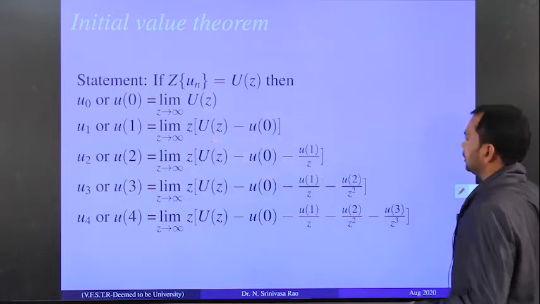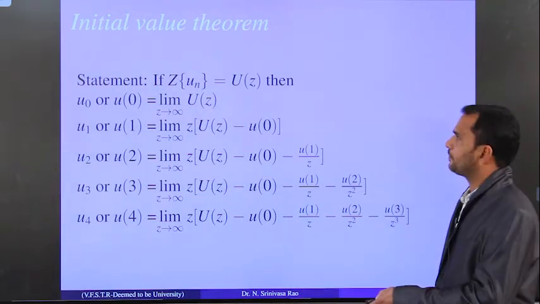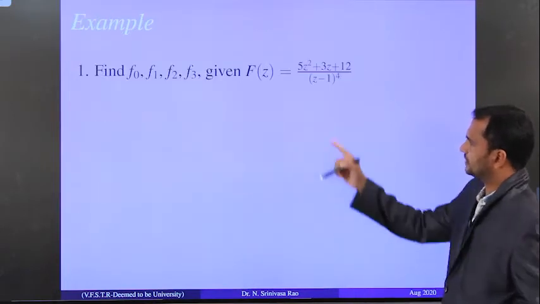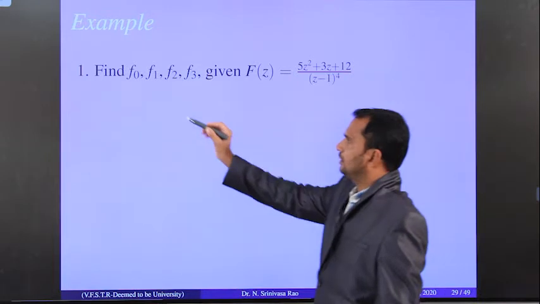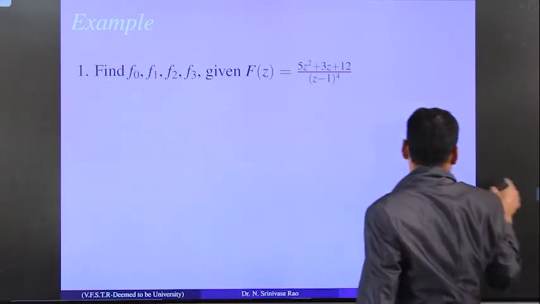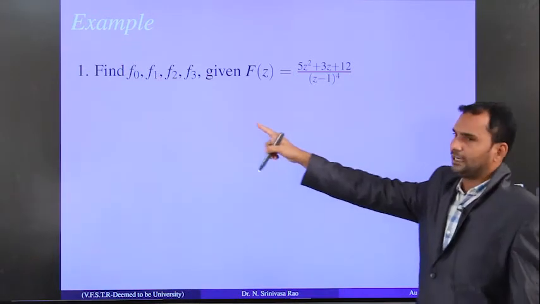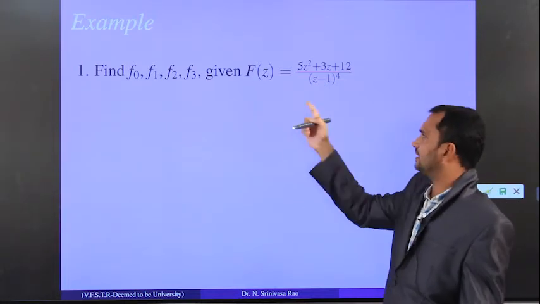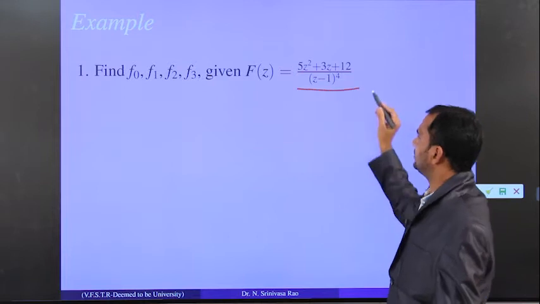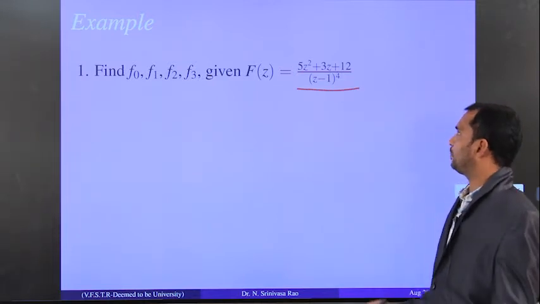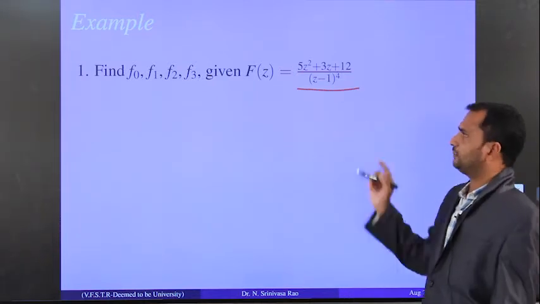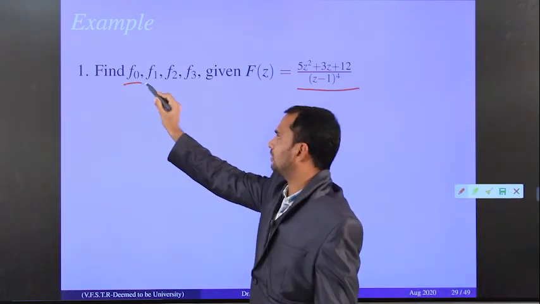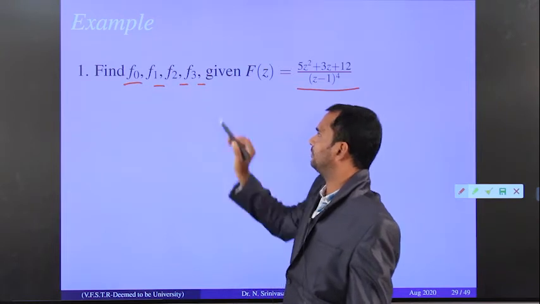Now we are going to look at some examples. Look at this, this is example 1. Find f0, f1, f2, f3. Given that F(z) is 5z square plus 3z plus 12 divided by (z minus 1) whole power 4. You have to find f0, f1, f2, f3.